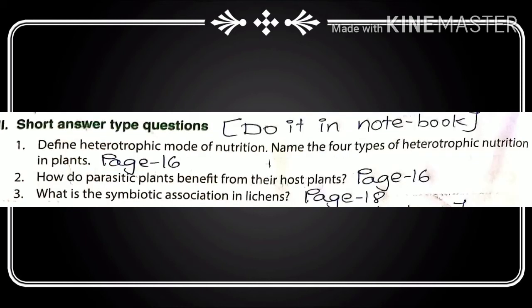Now let us discuss short answer type questions. These question answers you have to write down in the F&B of biology. First question is, define heterotrophic mode of nutrition. Name the four types of heterotrophic nutrition in plants. For this answer you have to write down first of all the definition of the heterotrophic mode of nutrition and then list down the names of the heterotrophic plants.